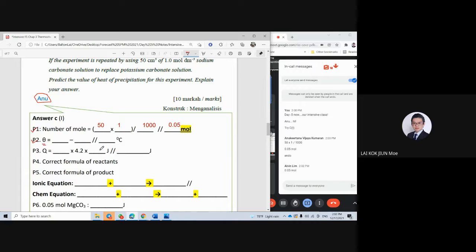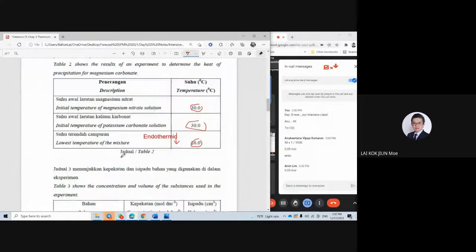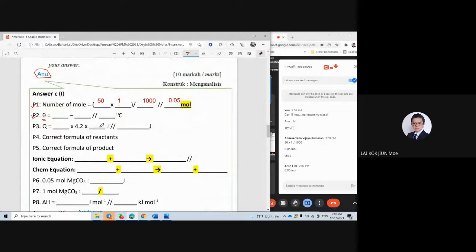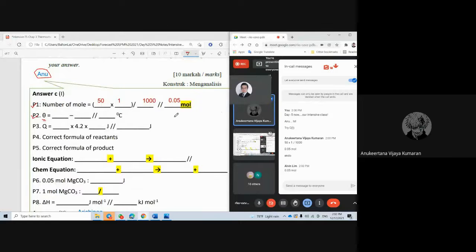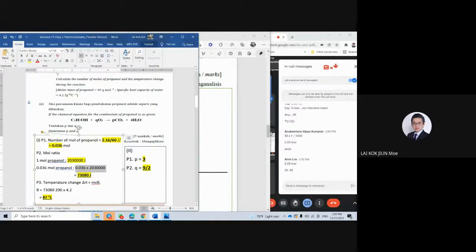The temperature change equal to how? Alvin said 0.05 more, yes. So how about the temperature change? So you have to minus, which one? 30 minus 26? Or 26 minus 30? How, Anu? 26 minus 30, because final minus initial. You get 4, but you will get negative. So we need to write negative.